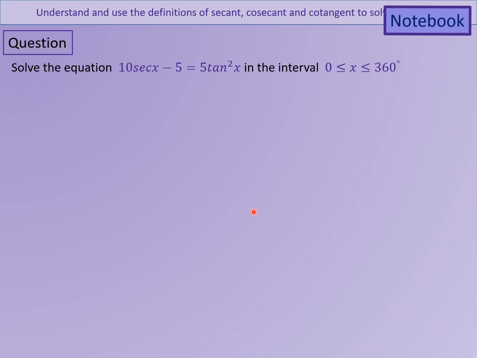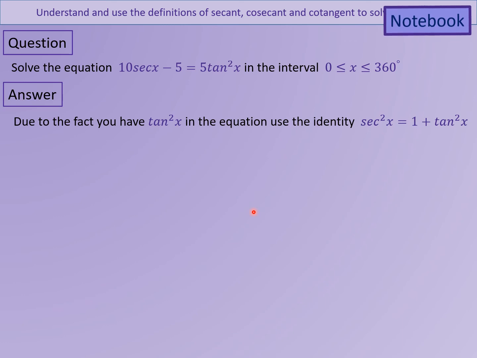And let's look at using some of those new trig identities to help us solve this trig equation. So 10 sec x minus 5 equals 5 tan squared x on the interval 0 to 360. So how am I going to do it? Well, the first thing I'm going to do is notice that I've got a tan squared. Because I've got a tan squared, I'm going to pick out one of my trig identities that's got tan squared in.